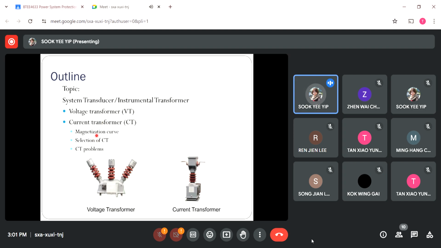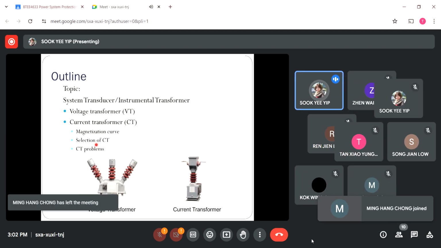So it's very important for you to take note that for voltage transformers or current transformers, there is what we call the magnetization curve, from which we can extract useful information like the knee point voltage, in order to ensure these instrument transformers can work in a proper manner, which means that they will give you the right measurements.